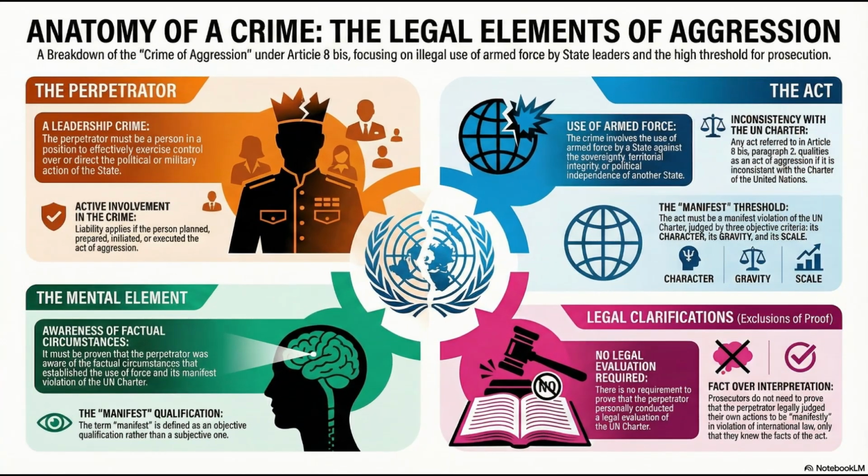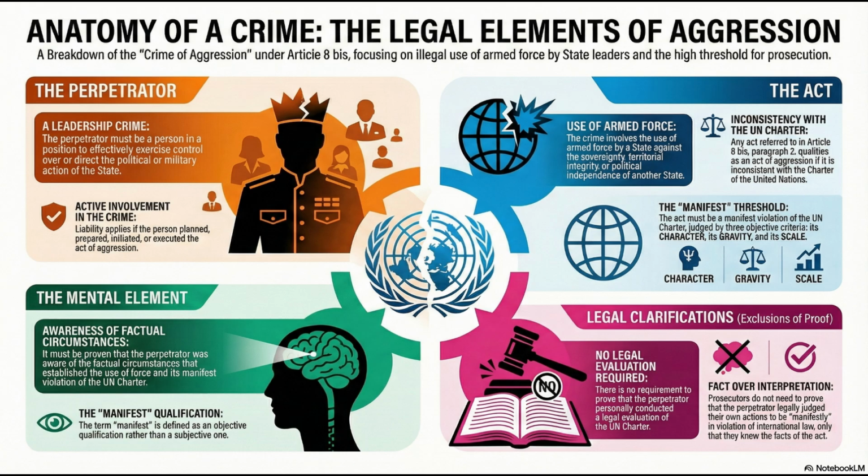When we think about a country going to war, it's pretty easy to view it as this massive, abstract state action. Right, like a faceless machine. Exactly. But international law actually makes it incredibly personal. So today, we're diving into a breakdown titled Anatomy of a Crime. Yeah, we're unpacking Article 8 bis, which outlines the crime of aggression.